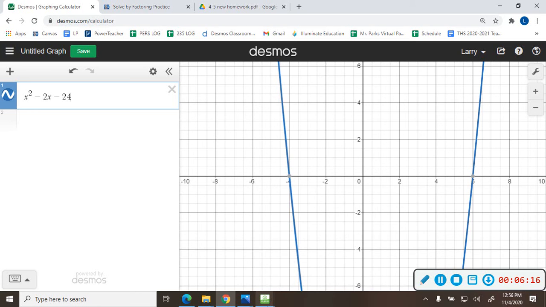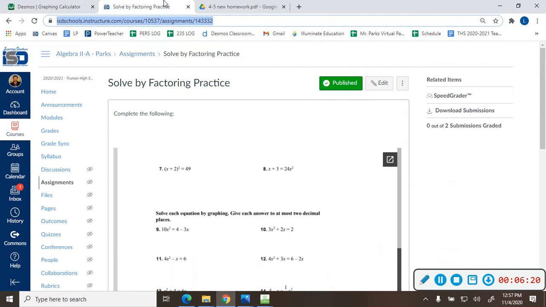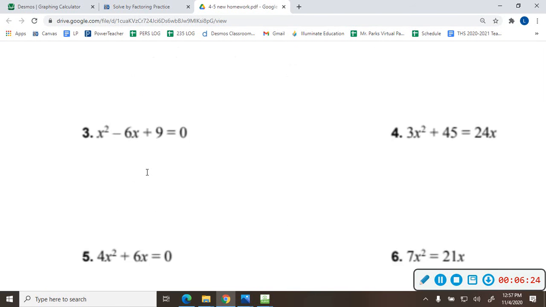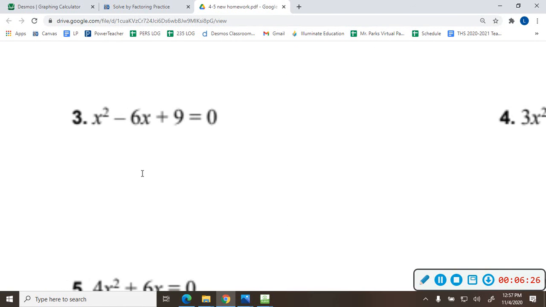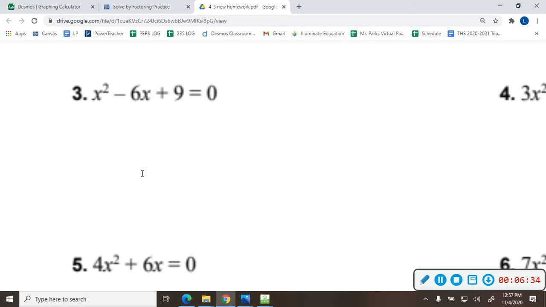So now what I want you to do is I want you to try number 3 from the practice. And so if you're at home, you can hit pause and we'll go over this, not in as much detail, but we'll at least put up the solution here in a second. So again, you're solving this by factoring. You are not solving by graphing. So go ahead and hit pause.